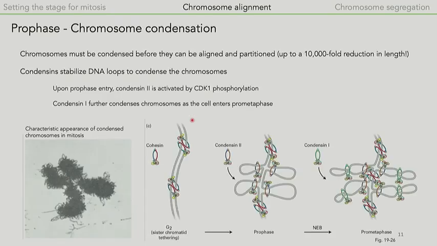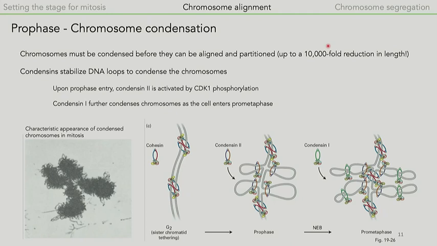So starting with chromosome condensation, right, yes, in interphase, DNA is wrapped around nucleosomes, and those can also be compacted, right? So you're not just going from a completely uncompacted to a completely compacted state. But during the process of chromosome segregation, the DNA is compacted up to 10,000-fold down in length.